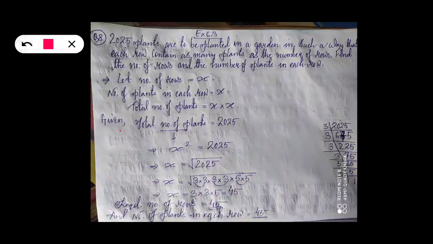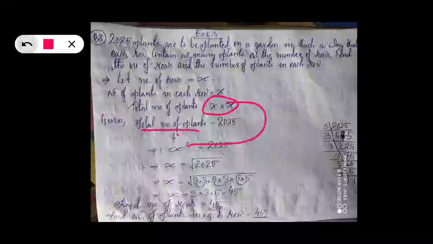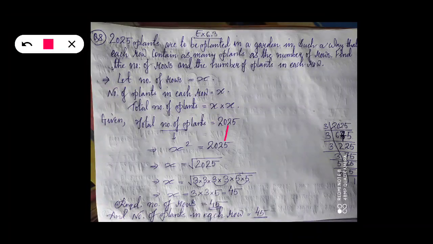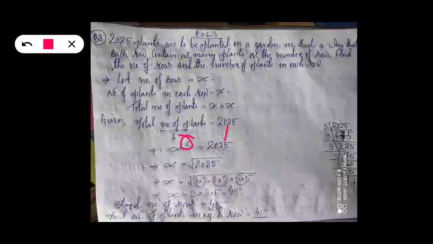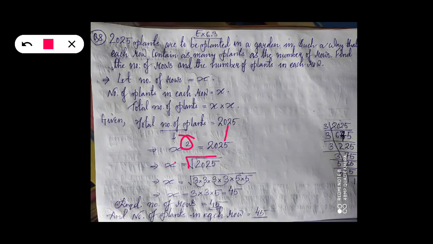Now, what is given in the question as the total number of plants? 2025. So in place of the total number of plants, we put what we got here: x into x, that is x square. The right hand side will remain as it is, 2025. Now I told you in question number 7, if you remove this square from here, the square root will come over here. Now you'll have to do the prime factorization of this number.